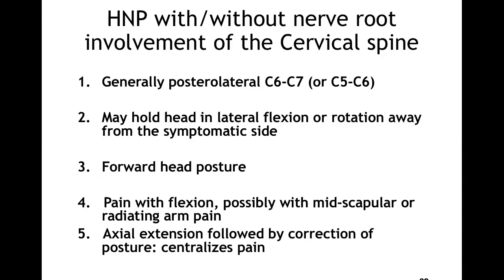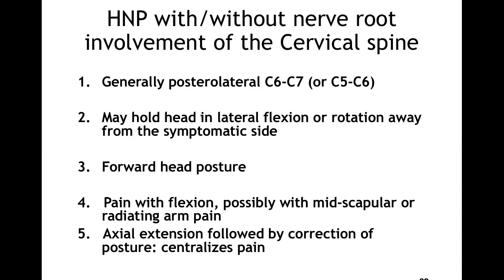Okay, then we briefly talk about herniated nucleus with or without nerve root involvement of the cervical spine. It can happen generally if it happens posterior lateral as well at C6, C7, or C5, C6. The patient may hold their head in lateral flexion or rotation away from the symptomatic side. Just as we had that thoracic shift, we also have the lateral flexion and rotation away from the symptomatic side because it's just a protective mechanism to try to stay away from that painful area, to try to reduce some of that pressure in that painful area.